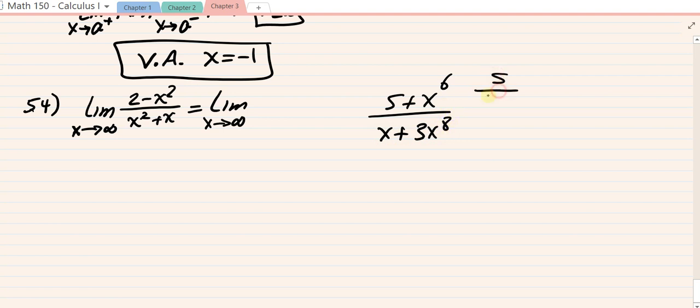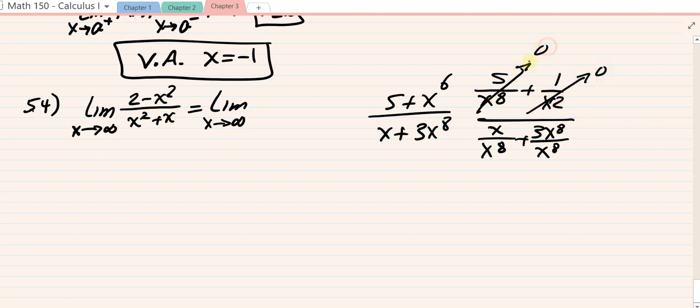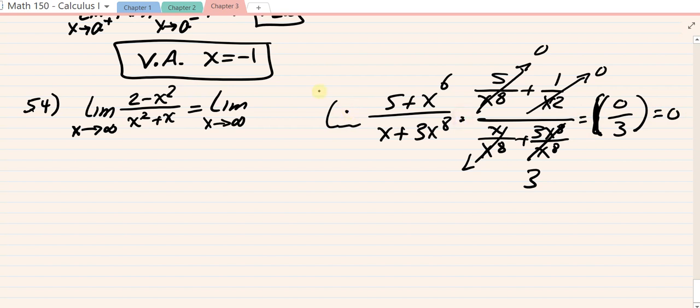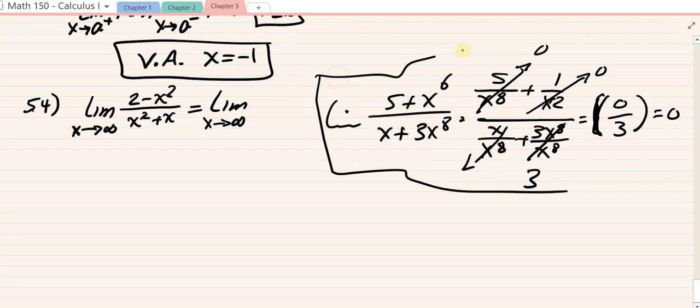So you get 5 over x to the 8 plus 1 over x squared, and x over x to the 8. See the highest exponent, 3x to the 8 over x to the 8. And the limit as x goes to infinity, here's 0, here's 0, that's 0, and this is 3, so this is 0 over 3, and that's going to be 0 if this is a limit. Okay, so that's a quick sidebar, an example of a limit.